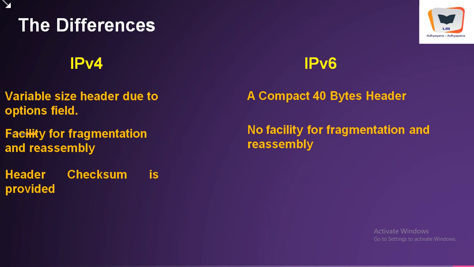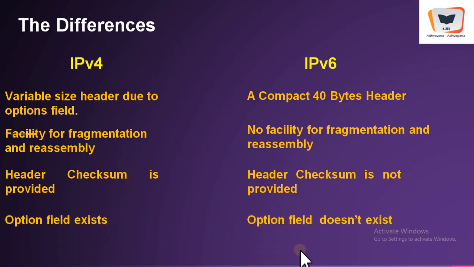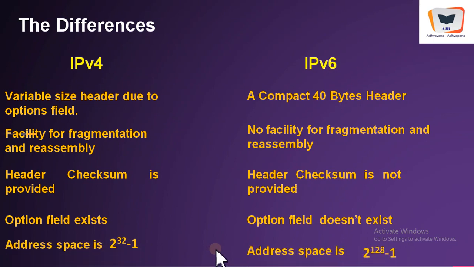Header checksum is provided in IPv4, but there is no header checksum in IPv6, because the responsibility is relied on TCP in the transportation layer. Otherwise it becomes a duplication of the work. Options field exists in IPv4. Options field doesn't exist in case of IPv6.